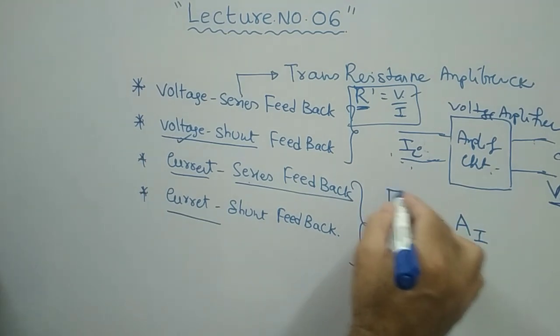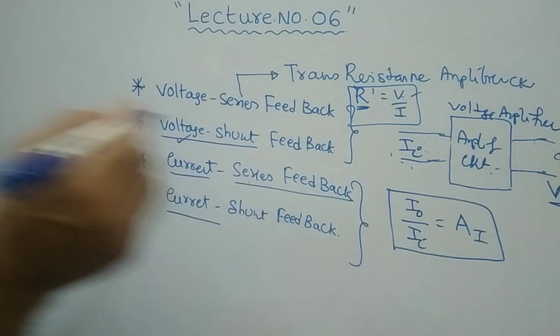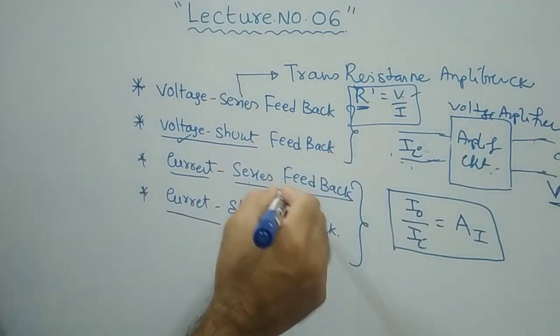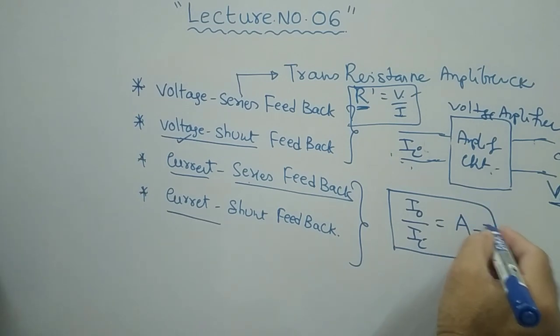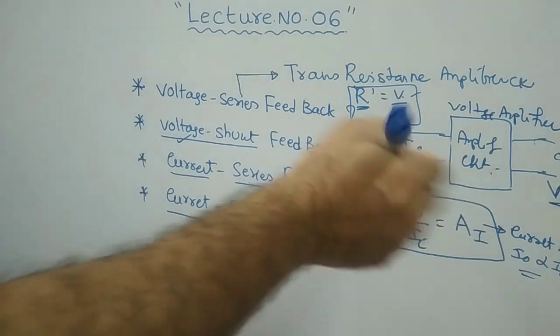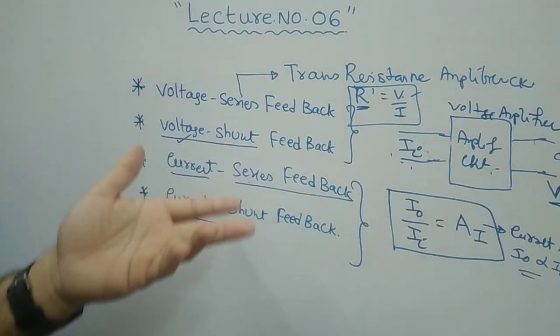This is the ratio of the current. Therefore, it is called current gain, A suffix I. That's why this is called a current amplifier circuit. This is called current amplifier. So in current amplifier circuit, your output current I0 is proportional to Ii basically. That is the relation between those two parameters. So current series is nothing but a current amplifier.